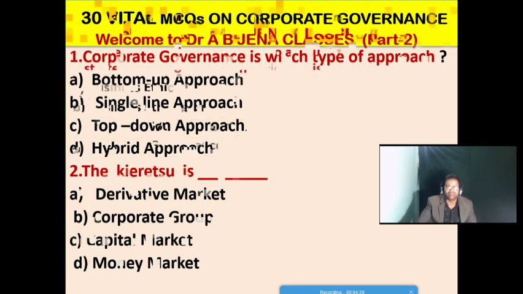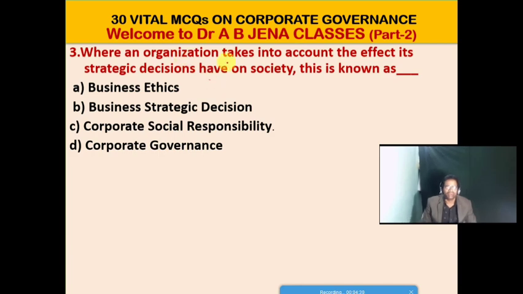Next MCQ: When an organization takes into account the effect its strategic decisions have on society, it is known as what? A, business ethics, B, business strategic decision, C, corporate social responsibility, D, corporate governance. Friends, C is the right option for this MCQ. When an organization takes into account the effect its strategic decisions have on society, this is called corporate social responsibility, I mean CSR.